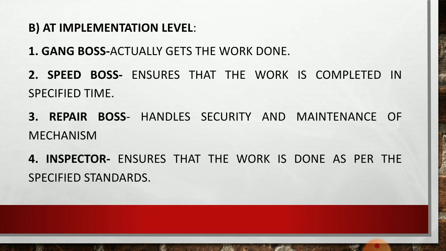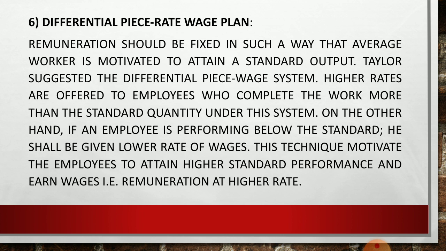In the implementation level, there are also 4 types of supervisors. First is gang boss. Gang boss actually gets the work done. He sees whether the employees or the workers are doing their work properly or not. Speed boss ensures that the work is completed in specific time or not. Repair boss handles the security and maintenance of the mechanisms and machines. Inspector ensures that the work is done as per the specified standard or not.